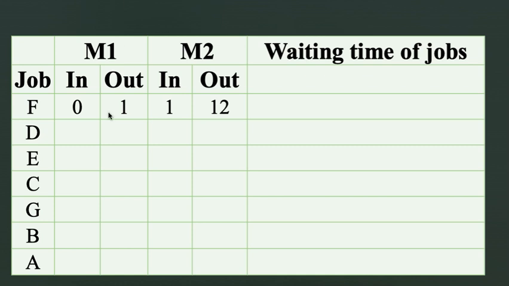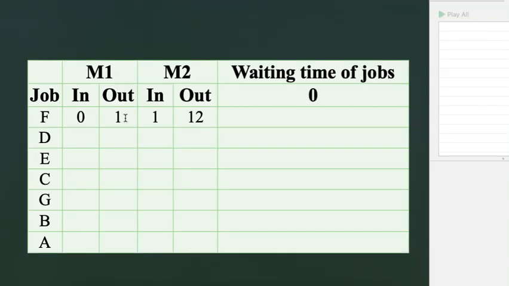And hence in time will be 0 for job F. 1 is the time requirement for processing on machine M1 for job F, so this will be the out time. The out time here will be the in time for machine M2, and 11 hours are required on machine M2 for job F. So this will be 12 hours, and hence the waiting time for the job is how much? It is 0.